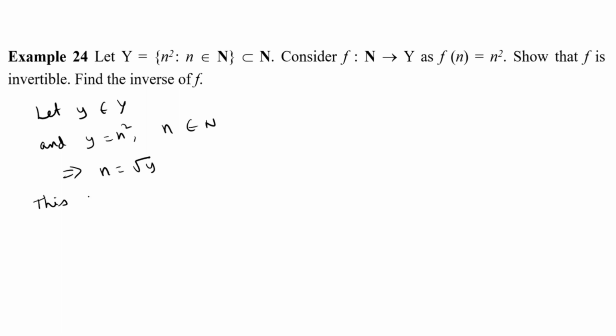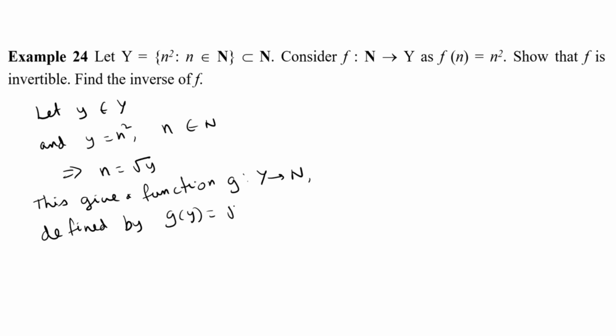So this gives a function g from y to the set N of natural numbers defined by g of y is equal to square root of y. Now we have to prove that g of f is equal to I_N, the identity function in N, and f of g is equal to I_Y.